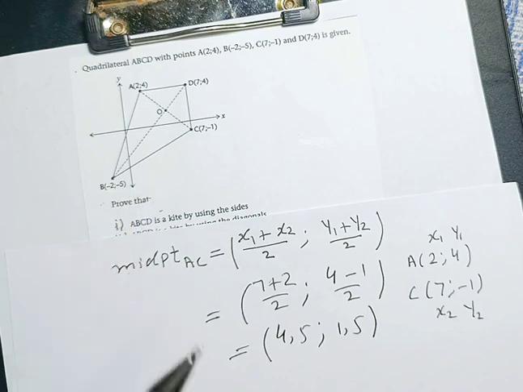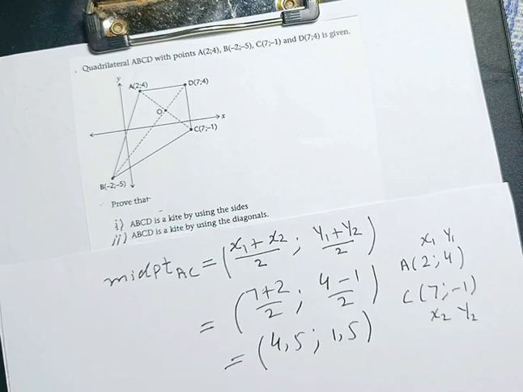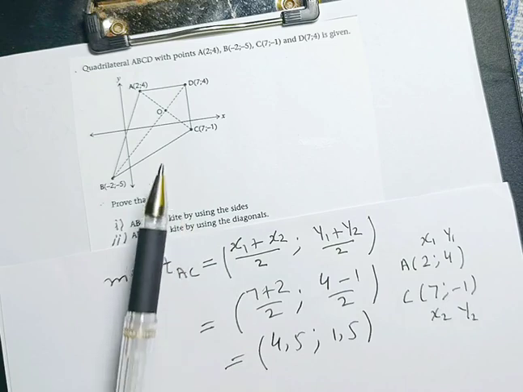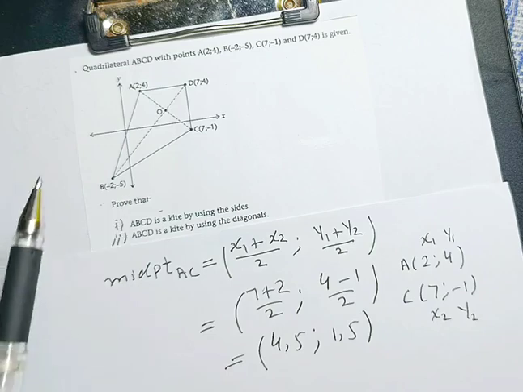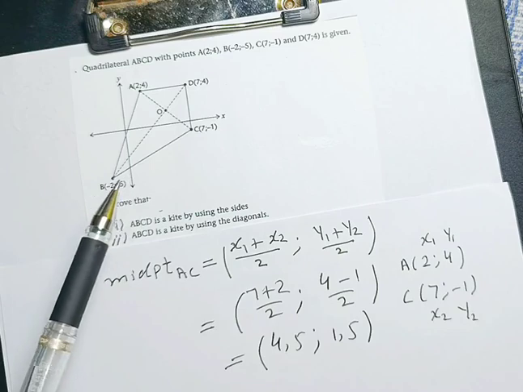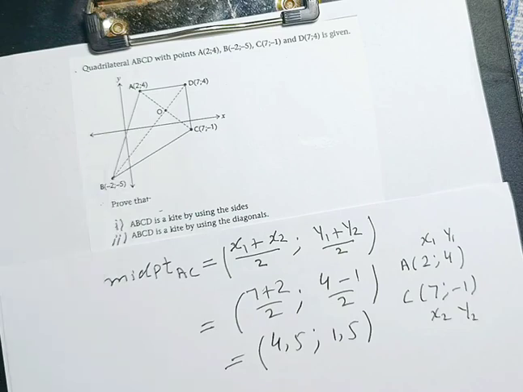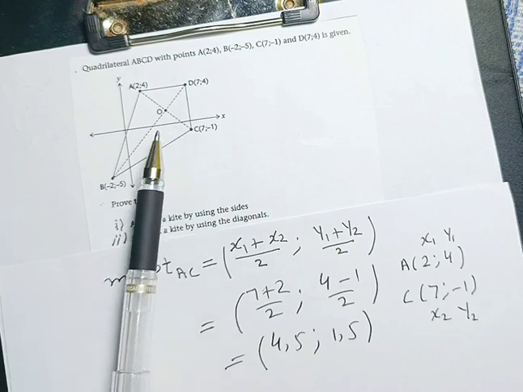Always when you need to prove a kite using the diagonals, first you need to prove that both diagonals bisect each other at 90 degrees. After that you have to show this calculation, because we need to show that BD passes through the center O. That's why we need to find the coordinates of O. Always the shorter diagonal is the one that's bisected. So we find the midpoint of AC, and that is going to be the coordinates of O.